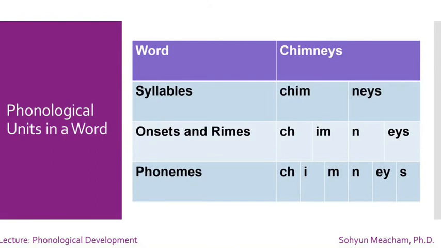Here is an example of the analysis of a word based on different phonological units. The word chimneys can be broken down to chim and neys at the syllable level. At the onsets and rhymes level, there are two sets of onsets and rhymes in chimneys. The first set consists of onset ch and rhyme im, and the second set consists of n and e's. At the phonemes level, there are 6 phonemes, although there are 8 letters.